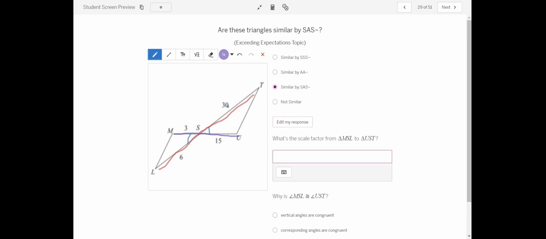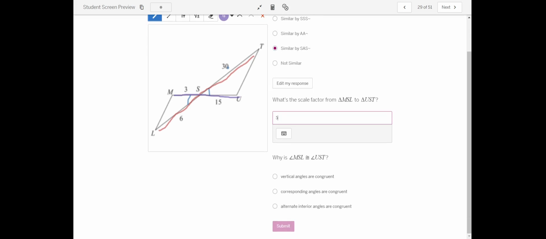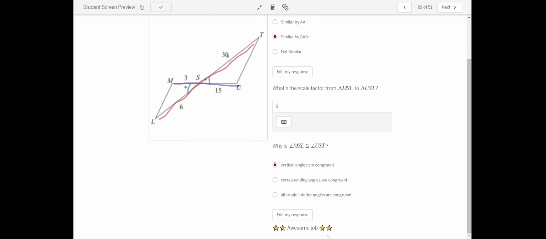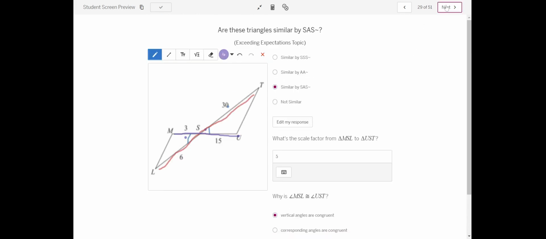Okay, so what's the scale factor? We looked at that already. It looks like it's times 5. And the reason why we know that MSL must be congruent to UST, let's see, UST is the one right here, MSL is the one right there, okay, is because, what are those called? They're called vertical angles because they go across the vertex. That lets us know we did a good job. Thank you, Desmos.